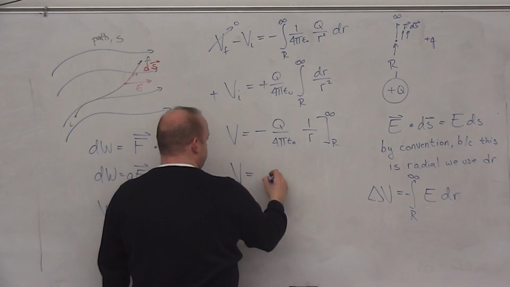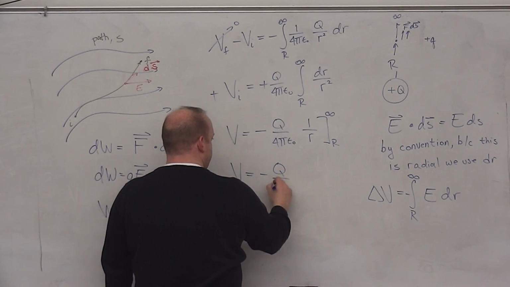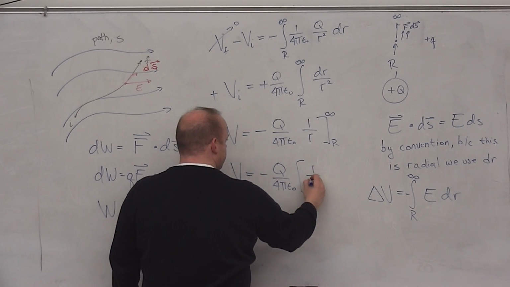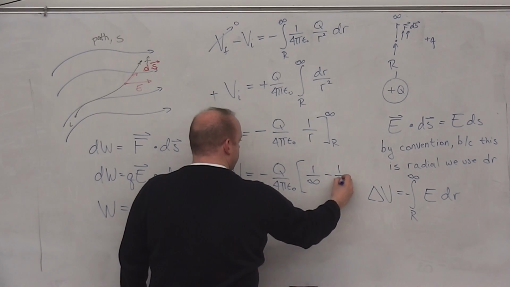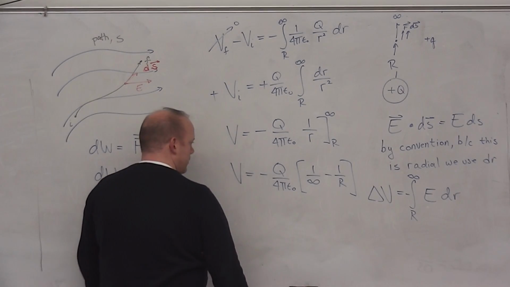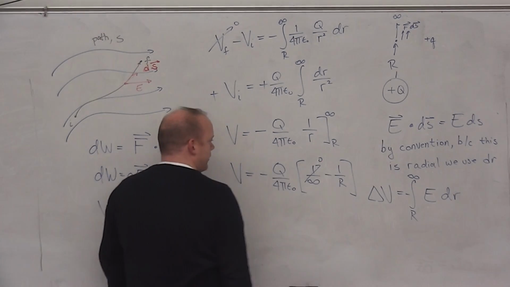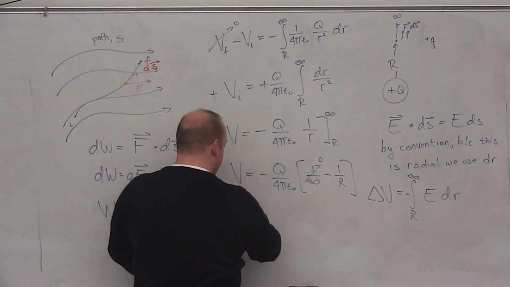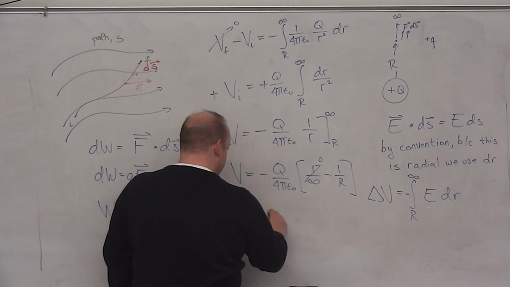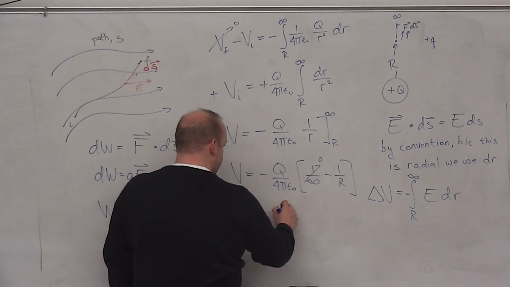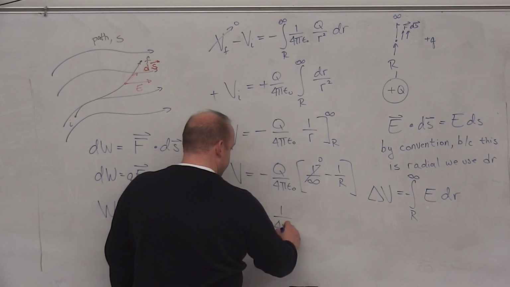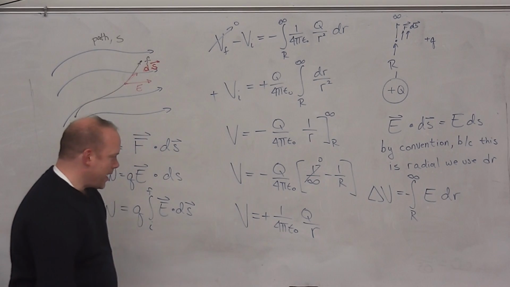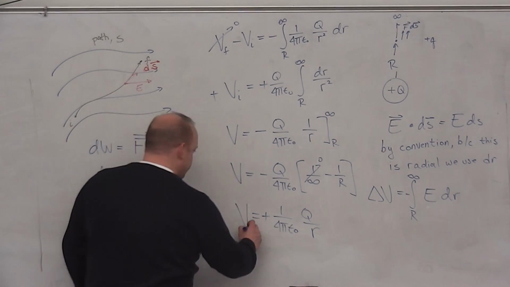So my absolute potential is negative Q over 4 pi epsilon naught, 1 over infinity minus 1 over big R. This goes away to 0. 1 over infinity is 0. I have negative Q over 4 pi epsilon naught times negative 1 over R. V is equal to positive 1 over 4 pi epsilon naught, Q over R. Now, this is the potential due to a point charge.